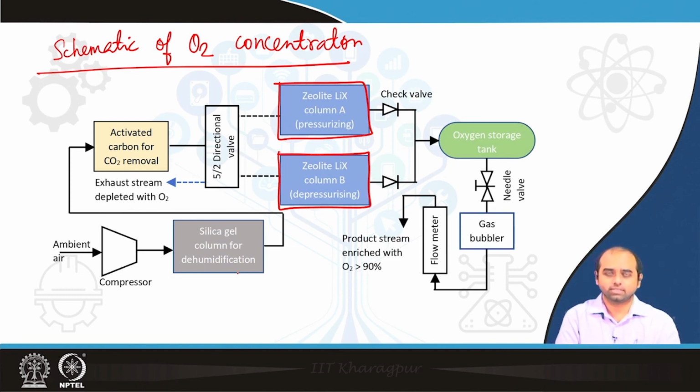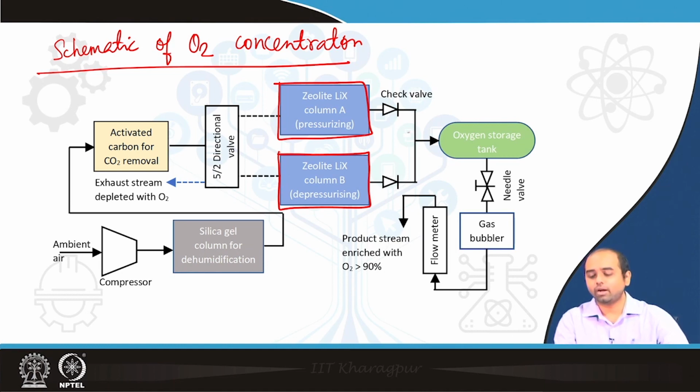The molecular sieves are generally lithium ion exchanged zeolites of 4A grade. This is a very specific adsorbent which has a high selectivity towards nitrogen compared to oxygen, and in this process nitrogen can be separated out from the air stream. And there is a directional valve, which alternately controls the pressurizing and depressurizing cycles, or the flow of the air into the system. There is also a back connection from these columns for the depressurizing section.